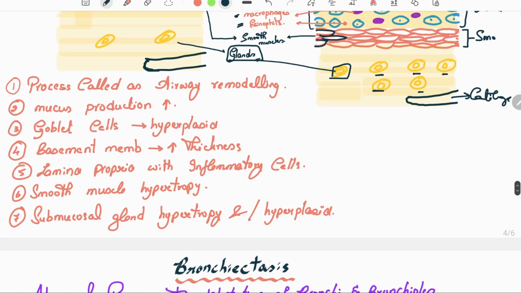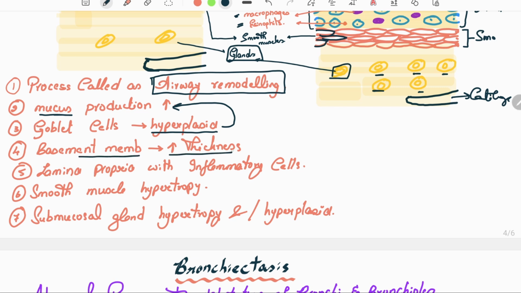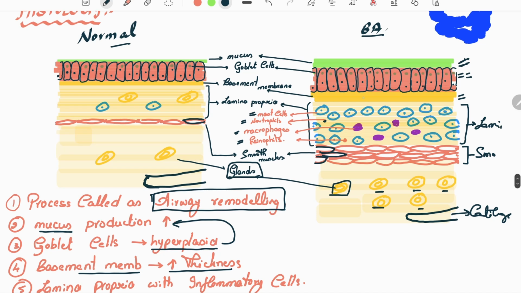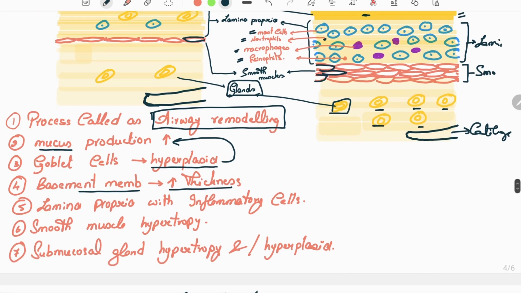So to summarize, altogether this process is called airway remodeling, like the airway is modifying itself. How is it modifying? There is an increase in mucus production. How? Due to hyperplasia, the goblet cells are undergoing division, and because of the division there is increased mucus production. As the goblet cells increase, to bear those goblet cells, thickening of the basement membrane also increases.